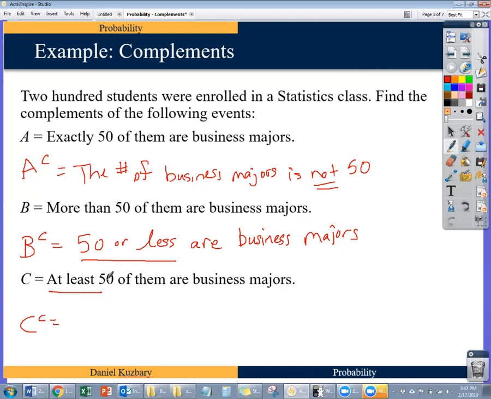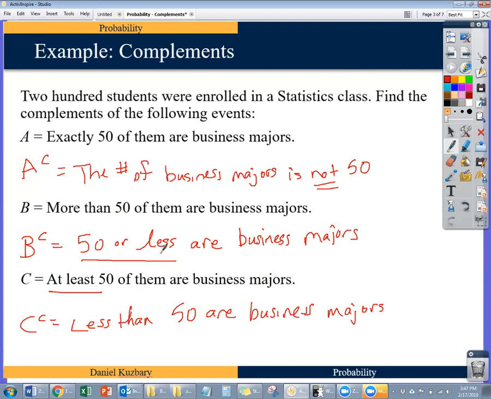This is 50 and more. This is not 50 and more. So maybe another way to say that is less than 50 are business majors. You see, this has got to be really precise. If I'm counting 50 here, then I can't count 50 here. But here I'm not counting 50, so I've got to count 50.